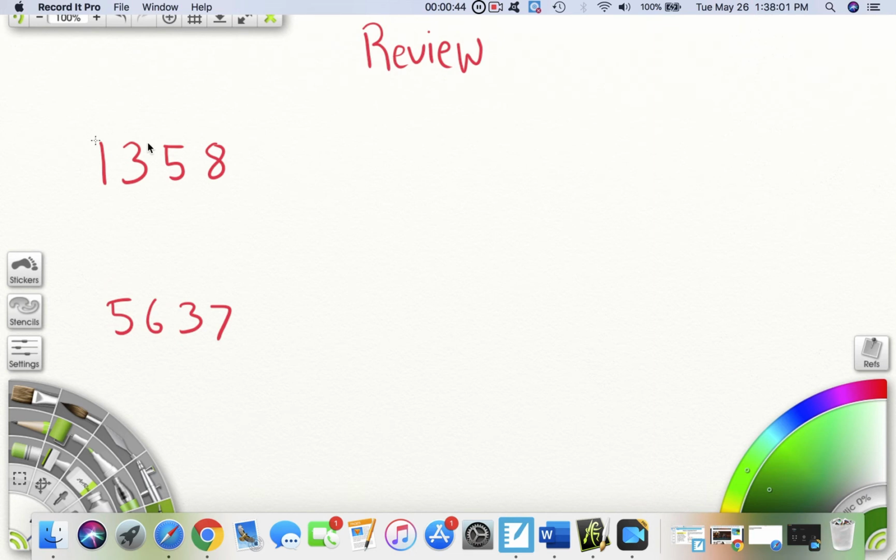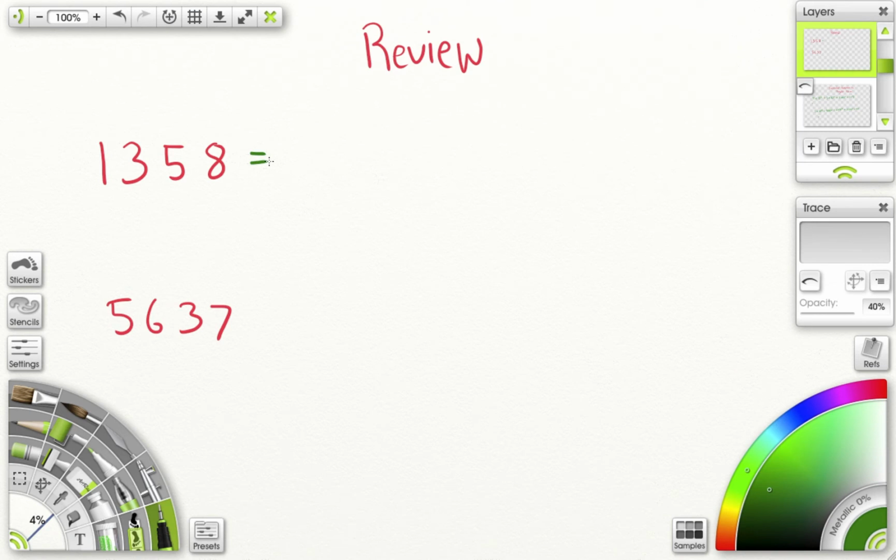So we have 1,358. If I am breaking this down, I will go 1,000 plus 300 plus 50 plus 8. How can I put this in expanded notation? Well, I know 1,000 is 1 times 10 to the power of 3. And how I know that there's 3 is because there's 3 zeros after that 1. The number of zeros is the number of places, so thousands, hundreds, and what have you.